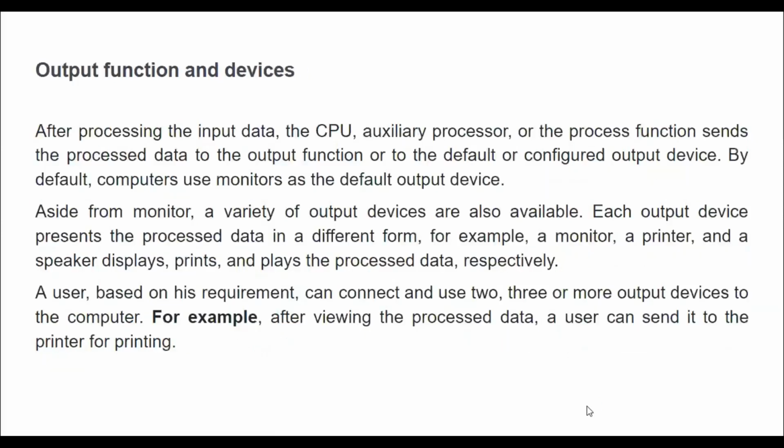And then the output function and devices. After processing the input data, the CPU or the auxiliary processor in the process function sends the processed data to the output function, or to the default or configured output device. By default, computers use monitors as the default output device, of course.